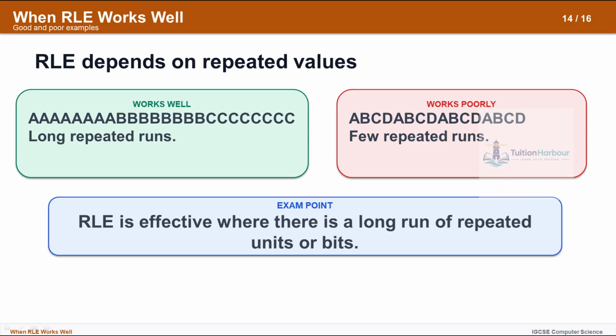RLE works best when there are long repeated runs, such as many A characters followed by many B characters. It works poorly when values keep changing, such as A, B, C, D repeated again and again. RLE is effective when there is a long run of repeated units or bits.